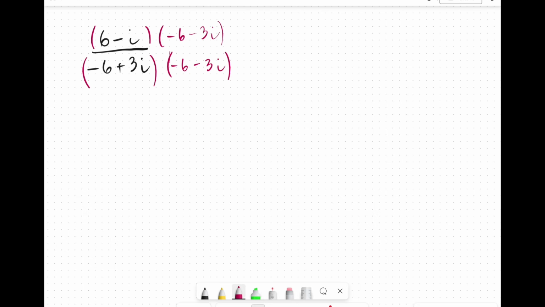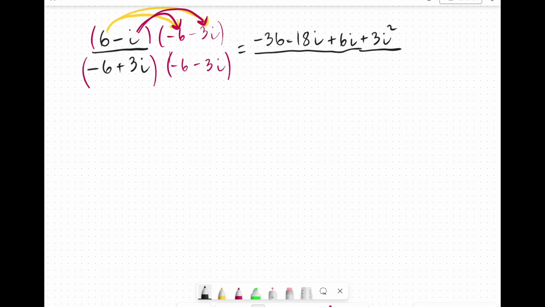So as you see in black here, I have my original problem. I did go ahead and place the top and the bottom in a separate set of parentheses, and I went ahead and multiplied the top and the bottom by the same thing that I had in the denominator, but with the changed sign in the middle, and that's called the conjugate. It's double distribution on the top and on the bottom, so I will first distribute the 6. I will then distribute the negative i. Now I will do the exact same thing at the bottom.